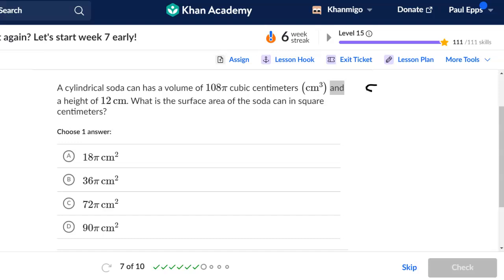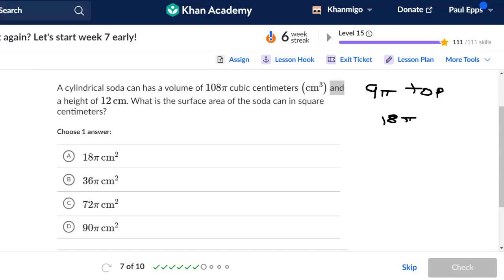again, 9 pi, and 9 pi for the top. It's also 9 pi for the bottom. So why don't we just call it 18 pi for the top and bottom? That's the surface area.